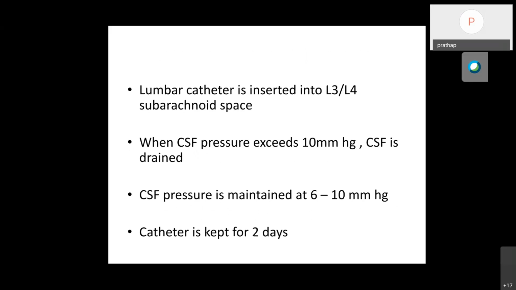The lumbar catheter is inserted preoperatively in the L3-L4 subarachnoid space, and when the CSF pressure exceeds 10 millimeters of mercury, CSF is drained. The pressure to be maintained is between 6 and 10 millimeters of mercury, and the rate of letting out the CSF should not be more than 15 ml per hour. The catheter is kept for 2 days post-operatively.